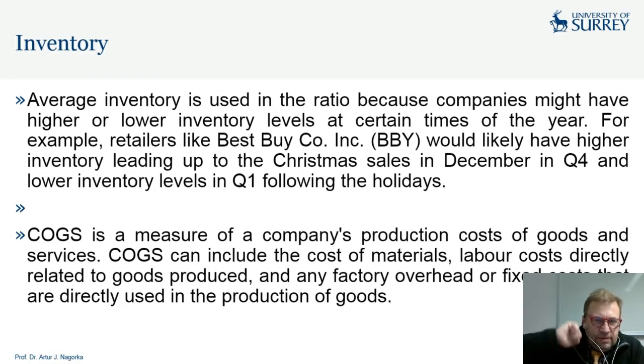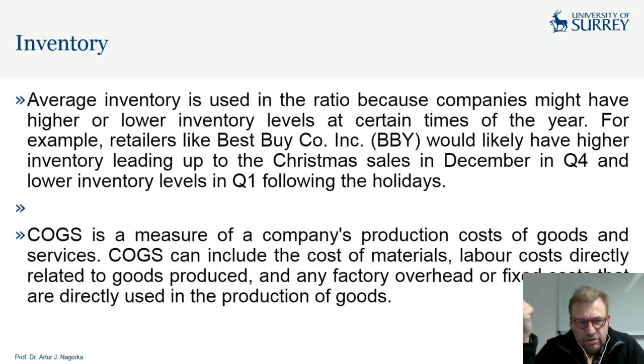This ratio is used because companies might have higher or lower inventory at certain times of the year. Therefore, you might calculate it on a yearly basis, but also quarterly. This would be very interesting because some companies in developed economies make their sales very often in December, like the book industry. They sell a third of all books in the month of December, coming up to Christmas.